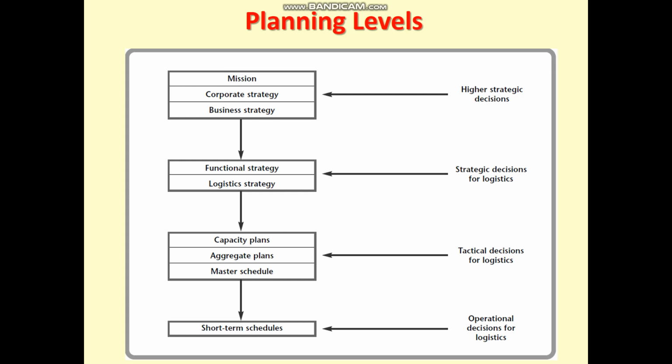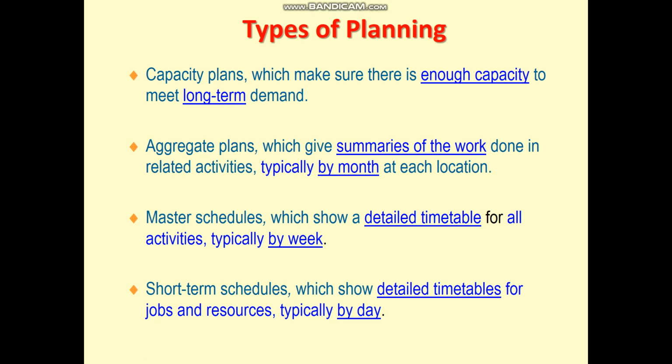And let's see how many types of plan we consider. We have several levels of planning, but mostly we will just consider the capacity plan, aggregate plans, master schedule, and short-term schedules. So what are they? Capacity plans are the plans we make to make sure there is enough capacity to meet the long-term demand. So the capacity plan is to fulfill the long-term demand.